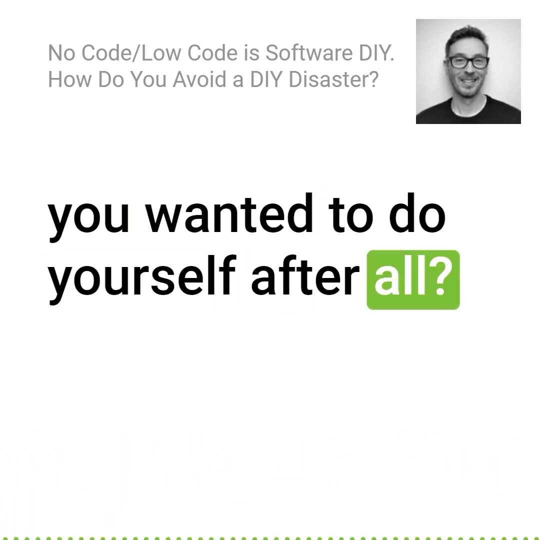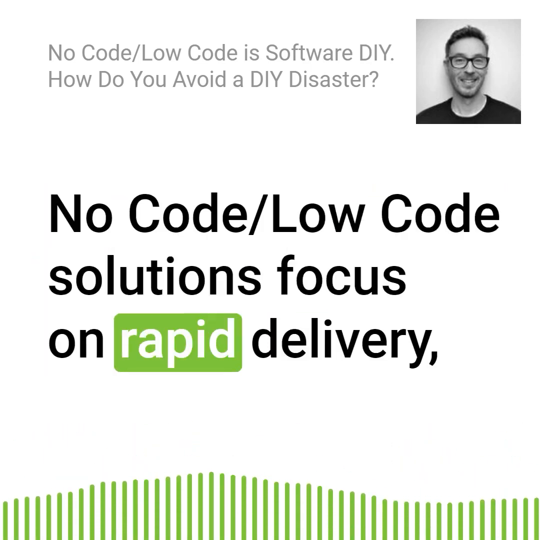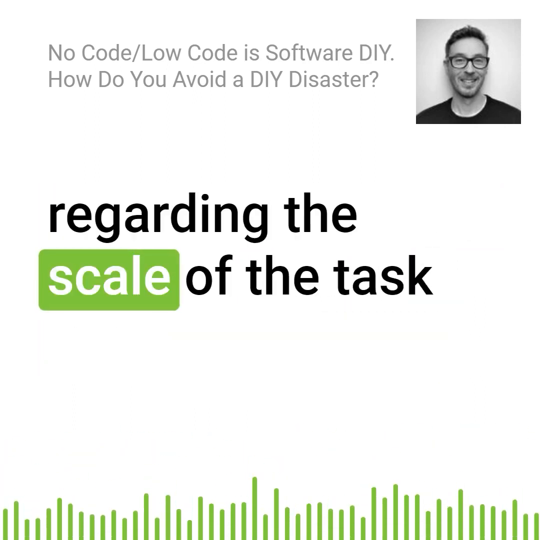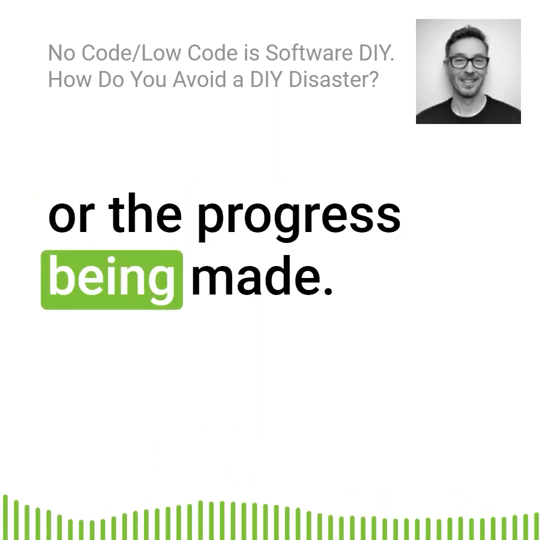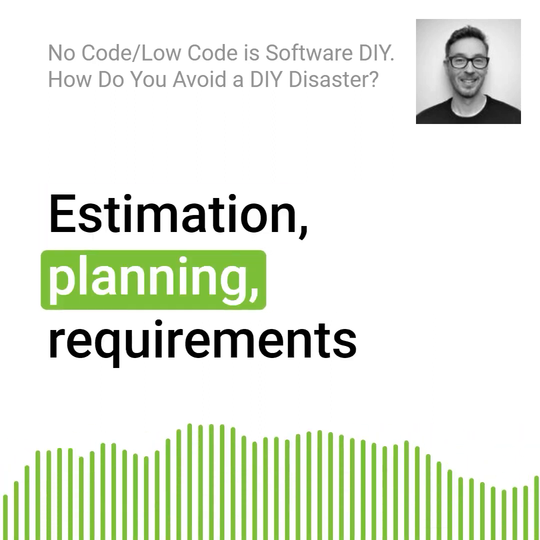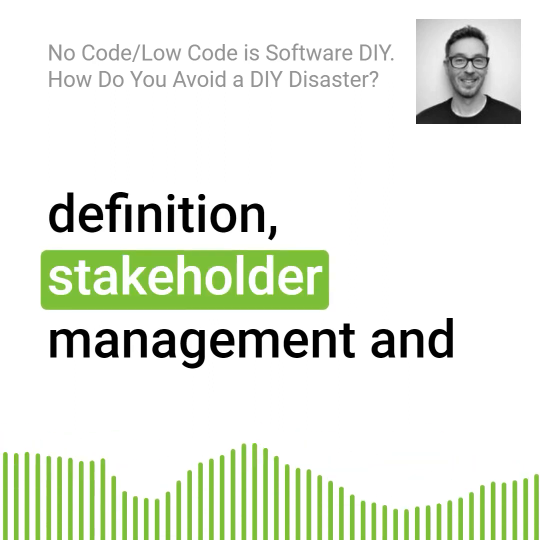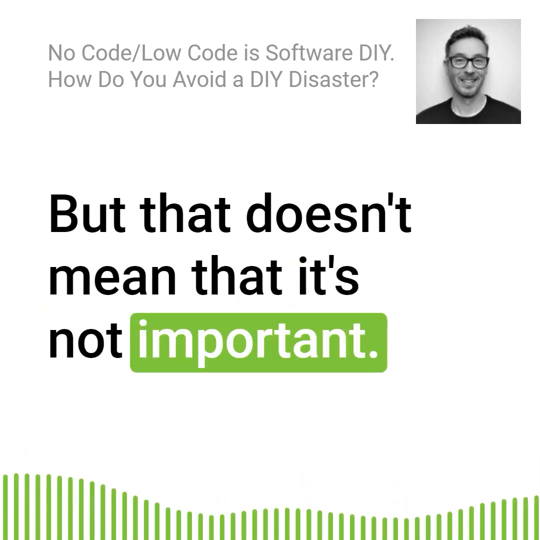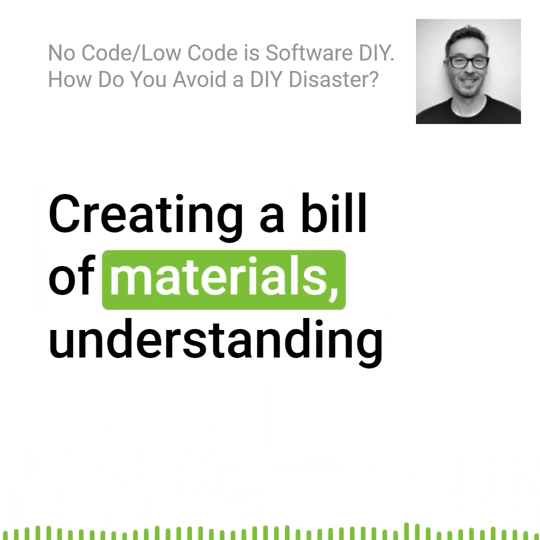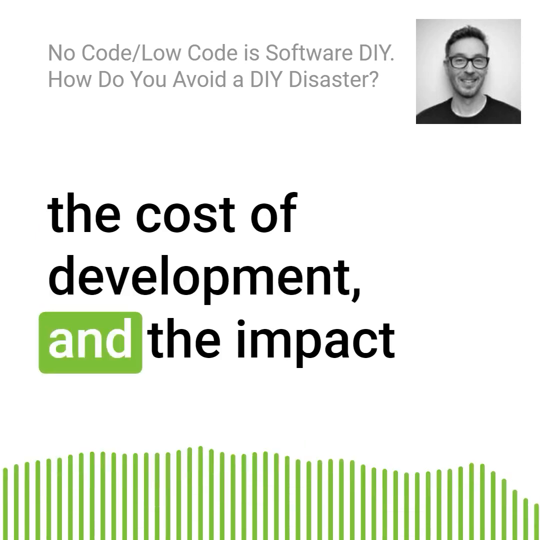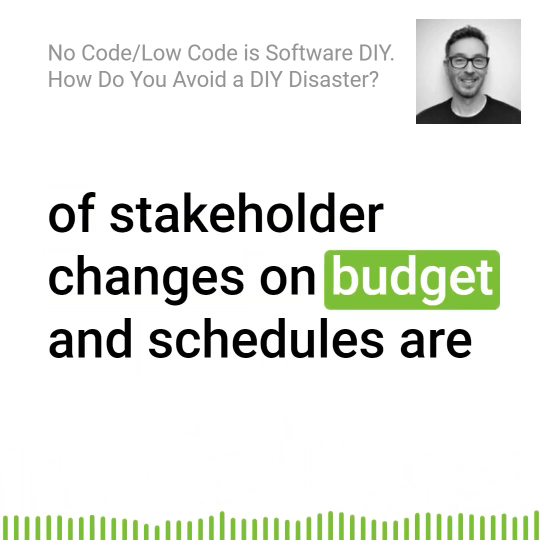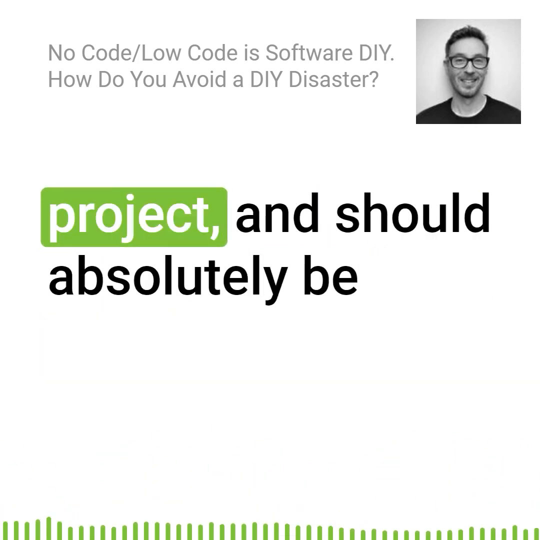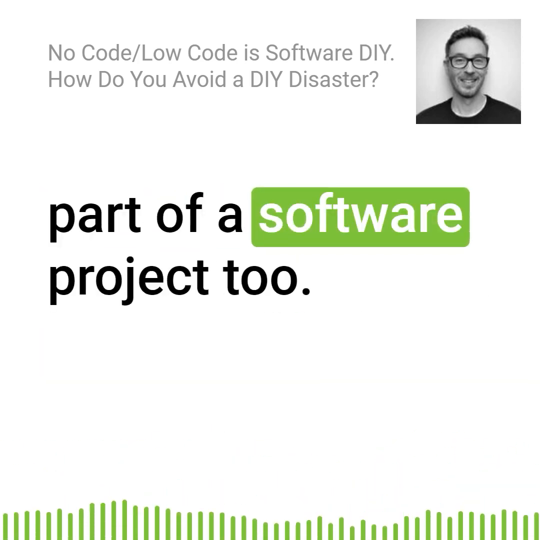No-code, low-code solutions focus on rapid delivery, and in some cases, this can lead to a false confidence regarding the scale of the task or the progress being made. Estimation, planning, requirements definition, stakeholder management and communication, etc. But that doesn't mean that it's not important. Creating a bill of materials, understanding the cost of development, and the impact of stakeholder changes on budget and schedules are all part and parcel of any sizable construction project, and should absolutely be part of a software project too.